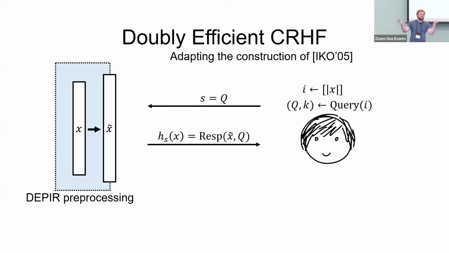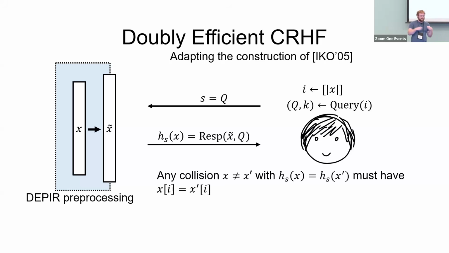And the crucial, intuitive idea for security here is that any collision must have it be the case, by DPIR correctness, that the two different values of the collision have the same value at location I. But this violates DPIR security, because then the sender learns that the value that was in the seed is not one of the places that the two colliding inputs disagree on.